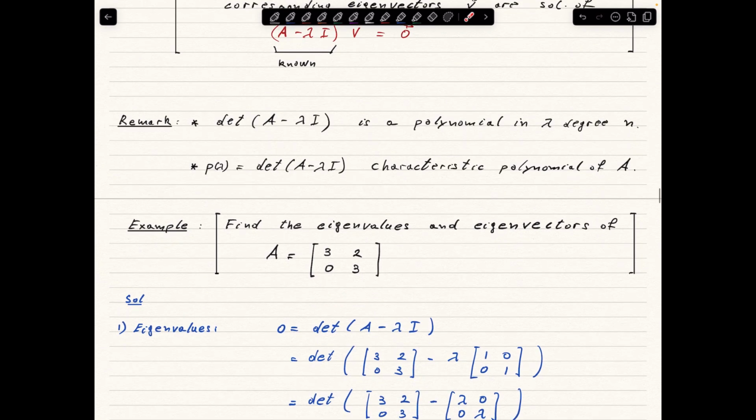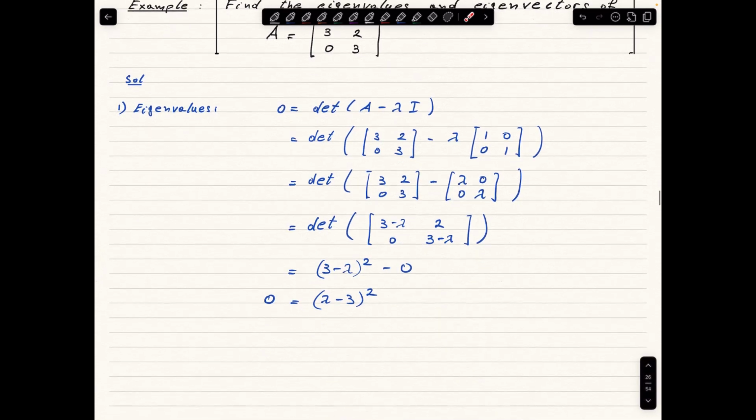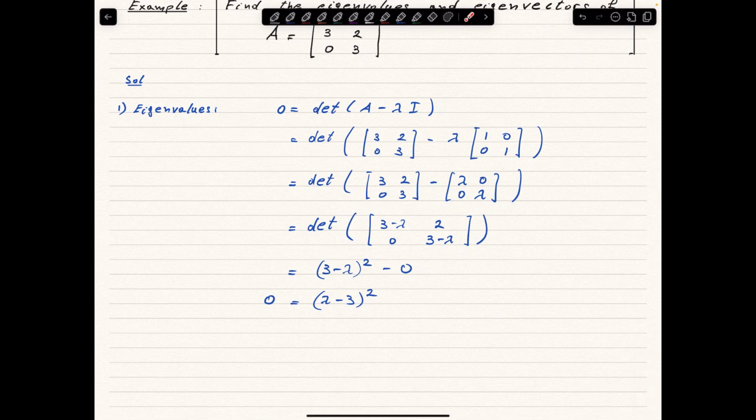This is the remark we were making here. Well, we have a polynomial, and we need to find the roots of that polynomial, but this is very easy. I chose a simple example, and we have only one root, lambda 0, which is 3. So we have only one eigenvalue here, which is lambda 0 equals 3.